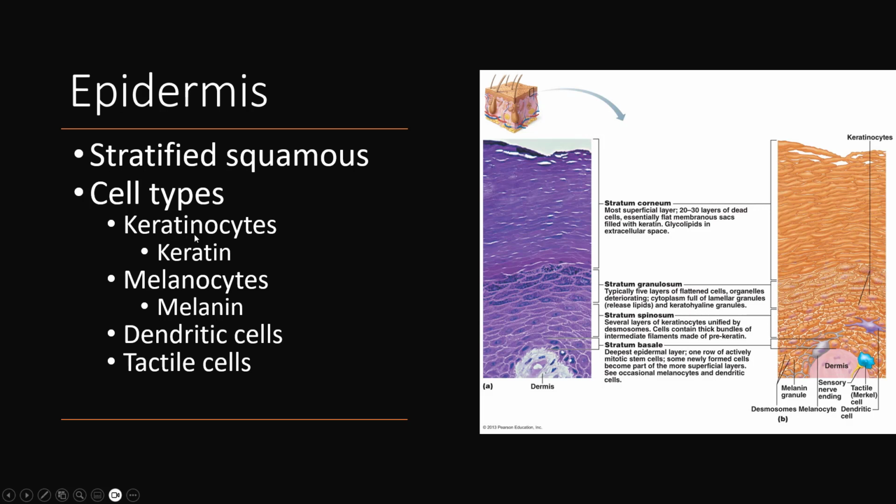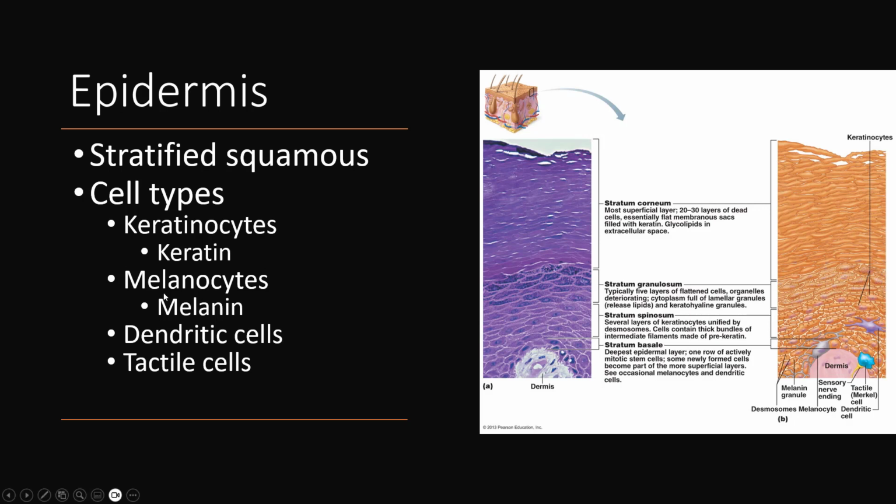We have first keratinocytes. Most of the cells in the epidermis are keratinocytes. What are keratinocytes? Well, they are cells that make the protein keratin. Now, keratin is a protein that's kind of waxy. It's what gives your skin that kind of tough, waxy feel. It helps keep it waterproof. So it's protective.